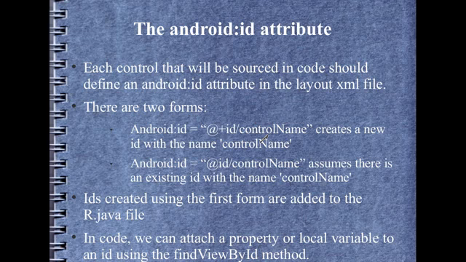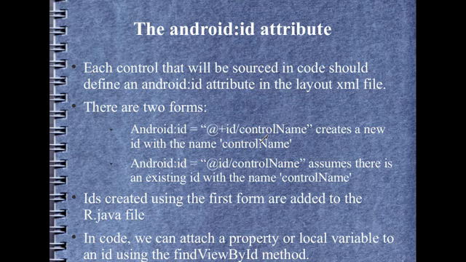It just makes more sense. In other words, the ID is not going to be created if it doesn't already exist. So always use at plus ID slash and then the name of the ID. These are integers, and they will be defined in a file called r.java. r.java we can look at, but we can never modify it. It will be modified for us as we create these IDs.